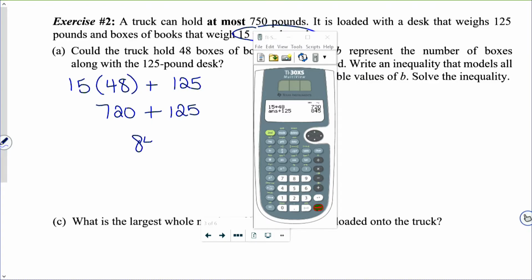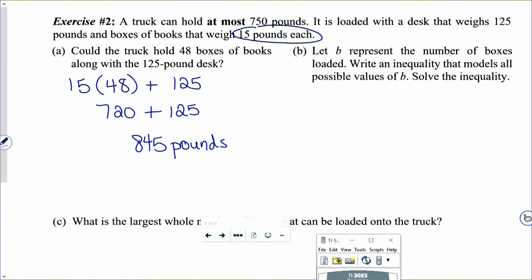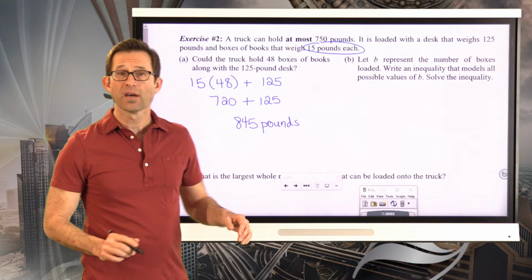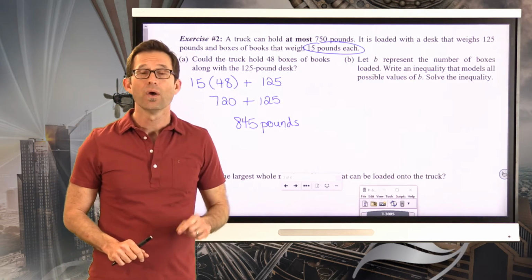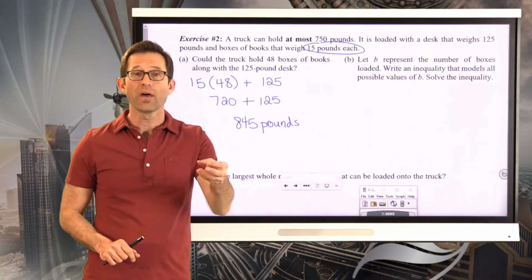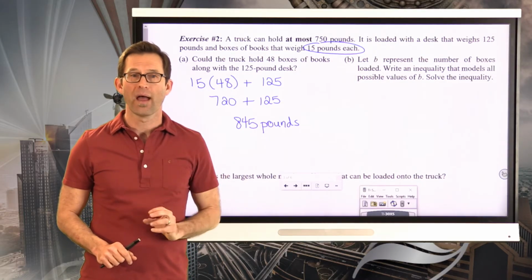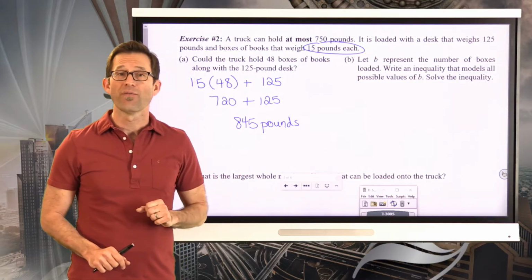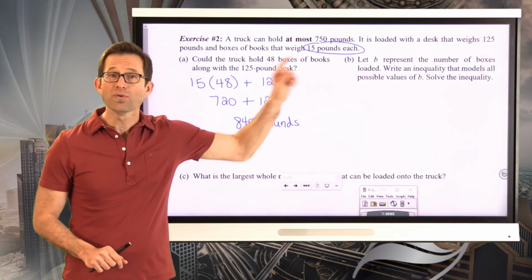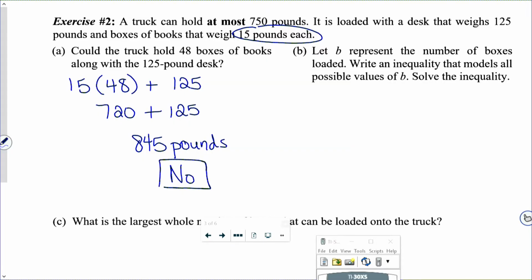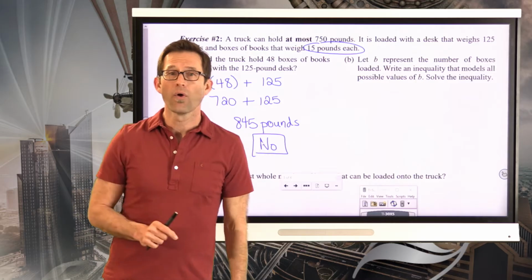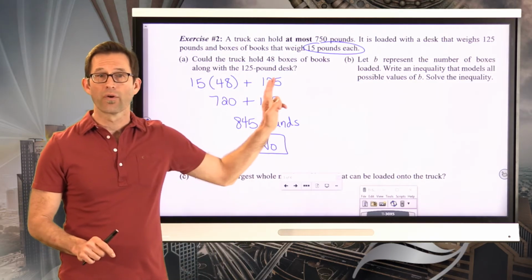And that's 845 pounds. Now, keep in mind that the problem tells me that the truck can hold at most 750 pounds, which means it must hold 750 or fewer pounds. 845 is too large, right? At most it can hold 750. So the answer is no, the truck cannot hold 48 boxes of books and a 125-pound desk.